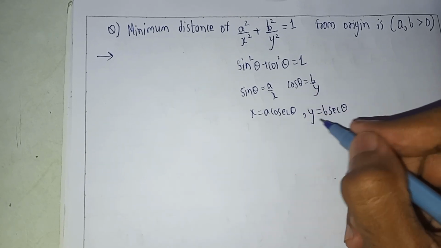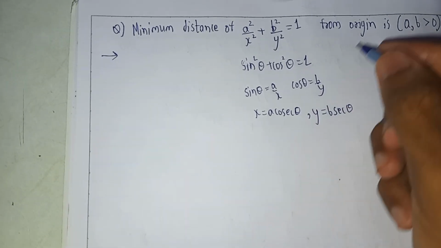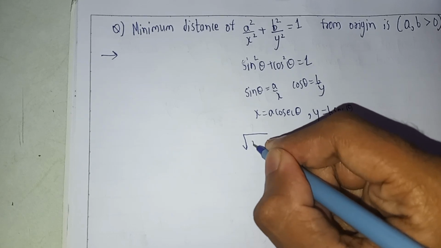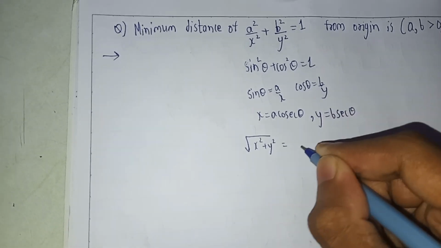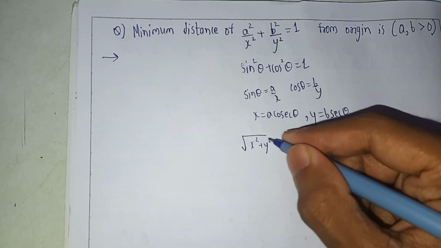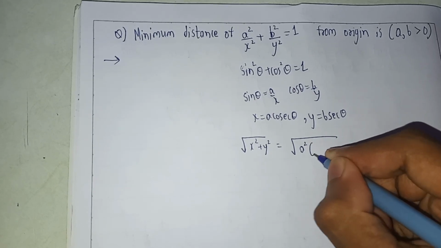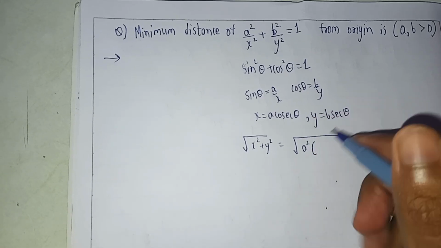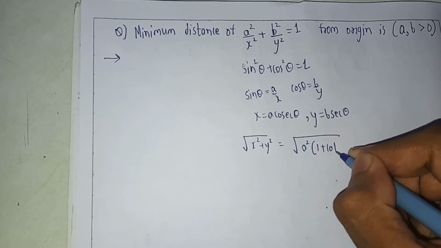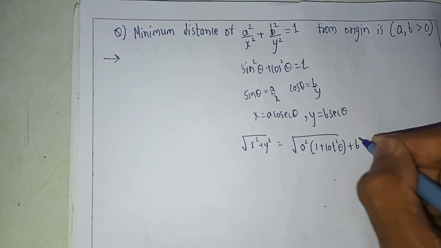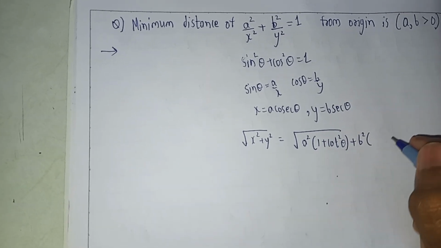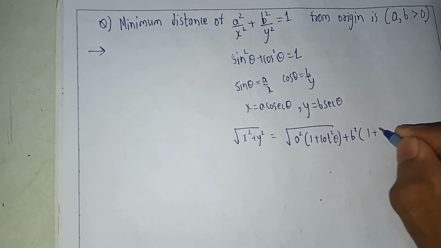as we know the values of a and b, we will be finding the distance from the origin, and you know distance is root of x square plus y square, which can be written as the root of, putting these values here, a square cosec square theta, and you can write cosec square as 1 plus cot square theta, and plus b square sec square theta. You know sec square minus tan square is 1, so this is 1 plus tan square theta.